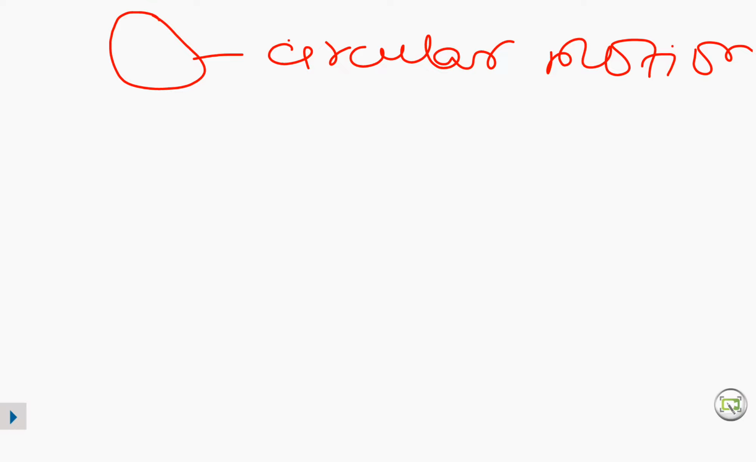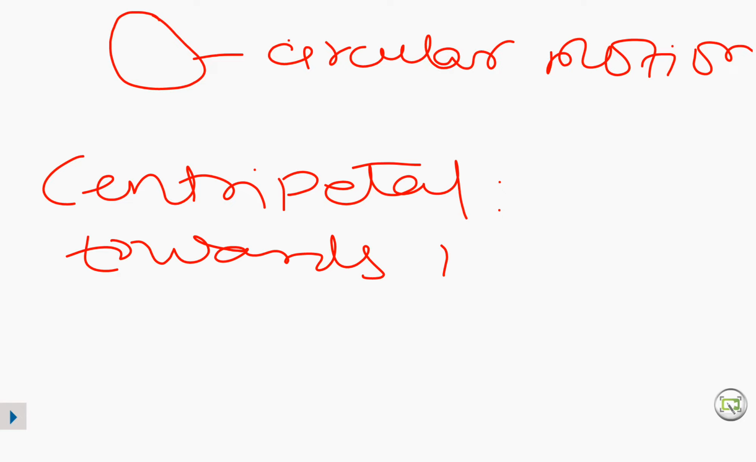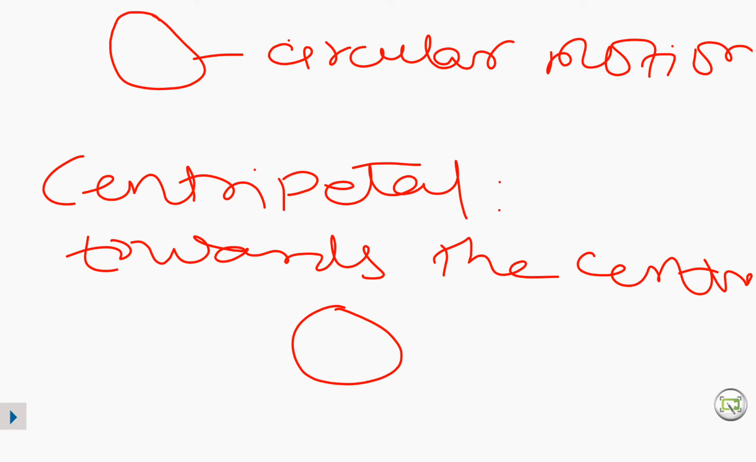Next is centripetal and centrifugal force. So what is centripetal force? Centripetal force is the force which attracts the body towards the center. That is called centripetal force. So it will be attracted towards the center. This is centripetal force. So next, what is centrifugal force?